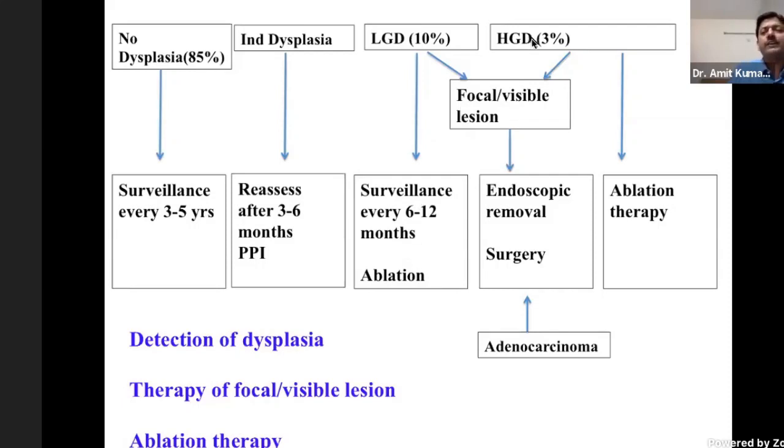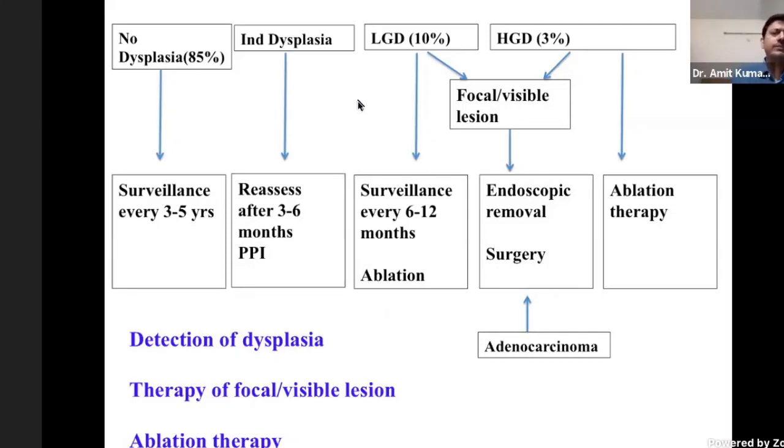For high-grade dysplasia, there is no doubt. If there is no focal lesion, you directly go to ablation therapy. If there is a focal lesion, you treat the focal lesion, and then for the rest of the mucosa, you go for ablation therapy. If there is adenocarcinoma, if it is superficial, you may attempt endoscopic removal. Otherwise, the patient may have to go for surgery.